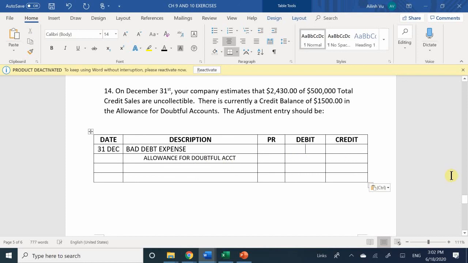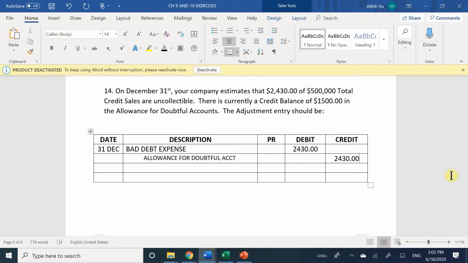And the debit and credit is 2430. Yes, 2430. And how'd you come to that conclusion? I saw the keyword total credit sales, and I blocked everything else out. I just remember that one number. Yes, good.